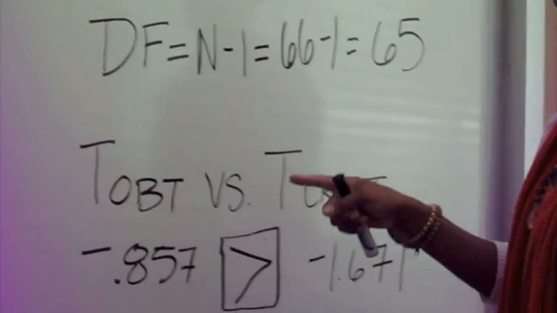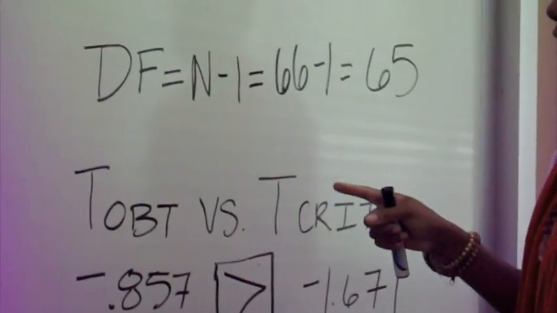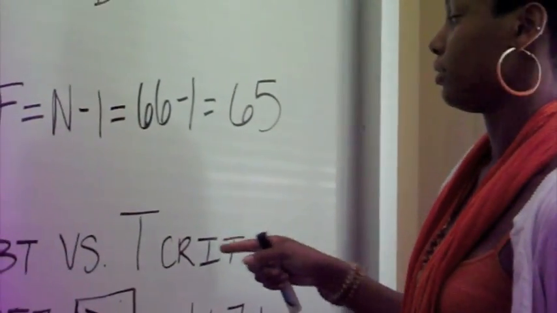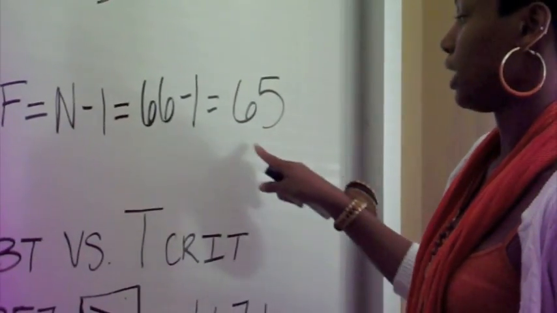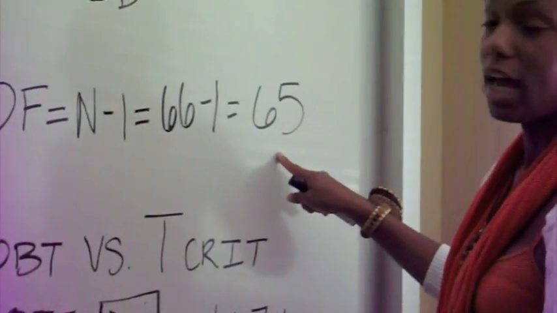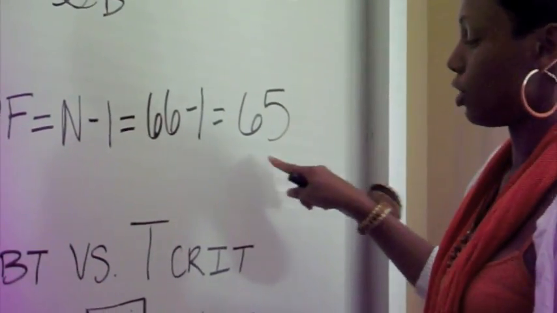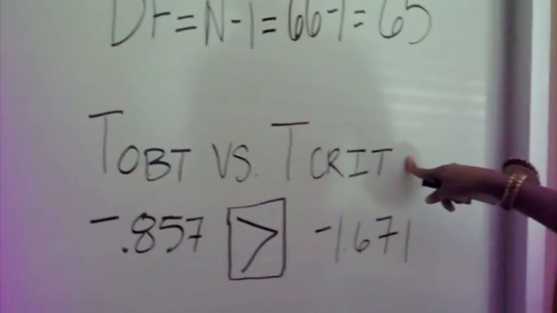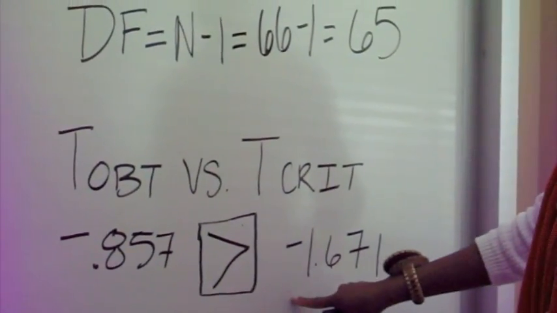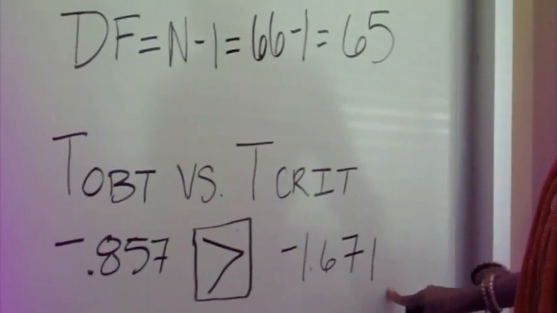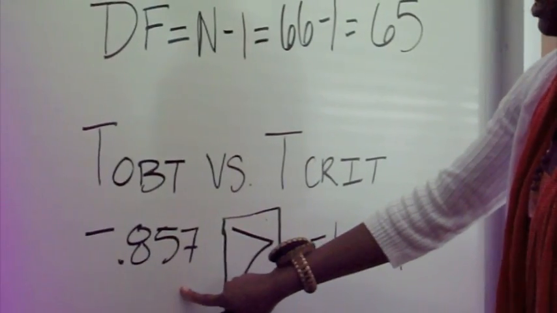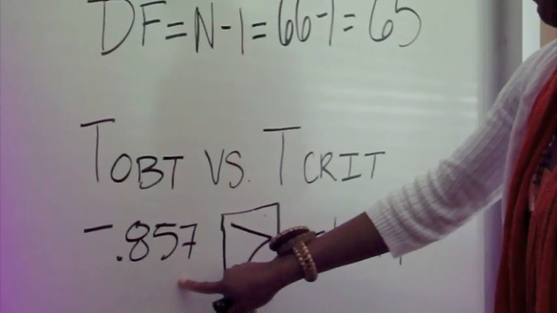Next, we calculate our degrees of freedom, which is the number of participants, N minus 1. So 66 minus 1 gives us 65. After getting the degrees of freedom, we go to our T table to find our T crit. In this case, the T crit was negative 1.671. And our T obtained was negative 0.857.